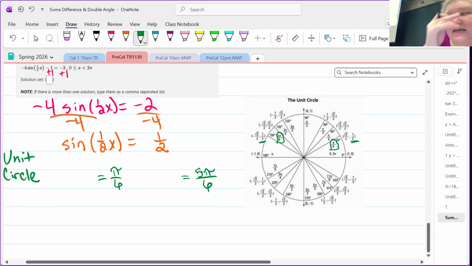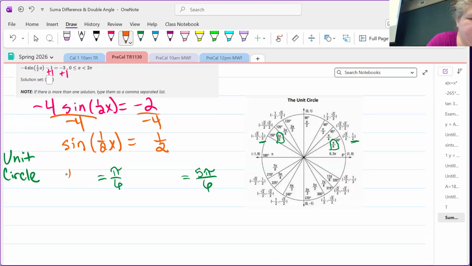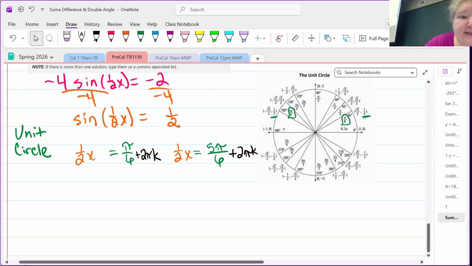Now it's really tempting at this point to be like, there, my answer is done. But these are half of x equal these unit circle numbers. And also, whenever we pull the number from the unit circle, this is where the 2 pi k goes. Now, if you forget the 2 pi k on this one, it'll actually still work out okay, but technically you should have it.